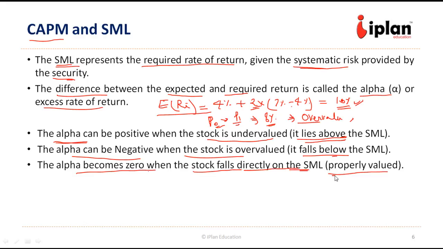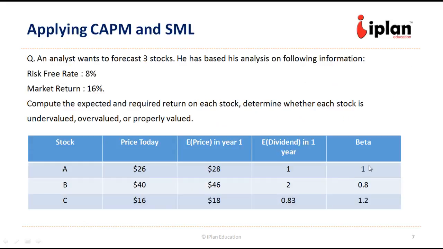So let us look at the SML and overvaluation or undervaluation of stocks. See this example, the analyst wants to forecast about 3 stocks. The risk-free rate is given to be 8%, the market return is 16%. So we need to calculate the expected and required rate of return on each stock, and we need to find out whether it is undervalued, overvalued or properly valued based on the capital asset pricing model. The additional information is given as the price today, the expected price in the first year, the expected dividend in the first year, and the beta of the stock is also given.